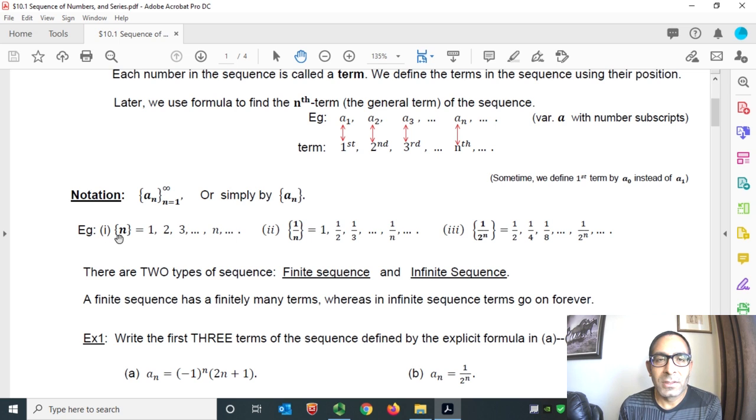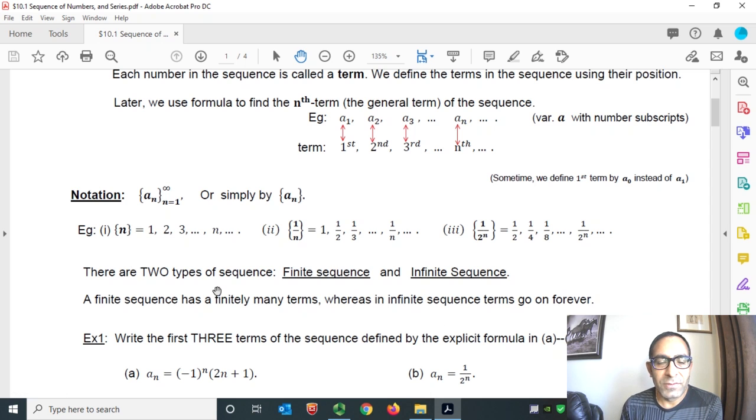Quick example. First example, the sequence n, that's the sequence of natural numbers whose terms are 1, 2, 3. Second example, the sequence of 1 over n whose terms are 1, 1/2, 1/3. Third example, the sequence of 1 over 2 to the power n whose terms are 1/2, 1/4, 1/8, and so on.